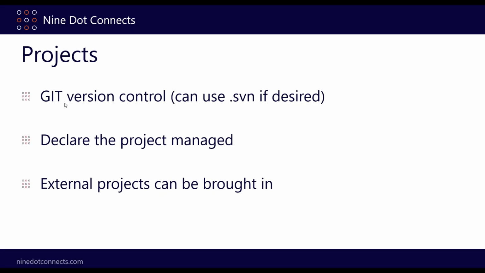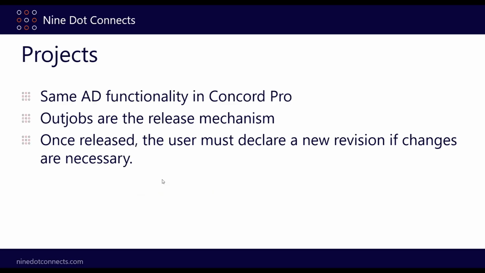So again, as we've mentioned before, it's Git version control. You declare the project to be managed. You saw how easy it was, just right click, you check a few things and you're done. And then all those external projects can be brought in. So it's not a huge effort to do that. The functionality is going to be the exact same thing. So you're going to use the schematic editor the same way you've done it before. The PCB editor is going to be done the same way.